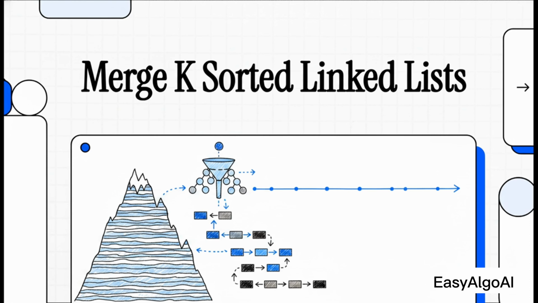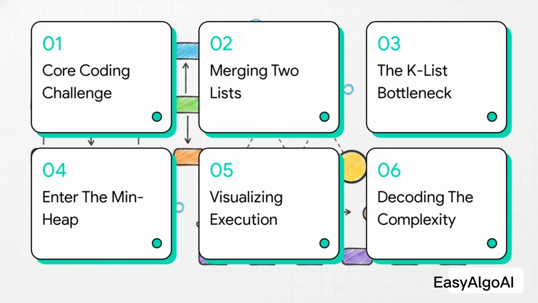At least until you realize the sheer computing power required to constantly compare every single list against all the others, over and over and over again. How on earth do you do it without getting completely bogged down in endless linear comparisons? Well, welcome to this explainer. Today we're unpacking a really brilliant, highly optimized approach to exactly this problem, merging k-sorted linked lists using a min heap.